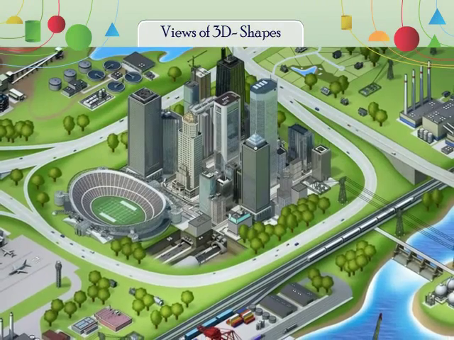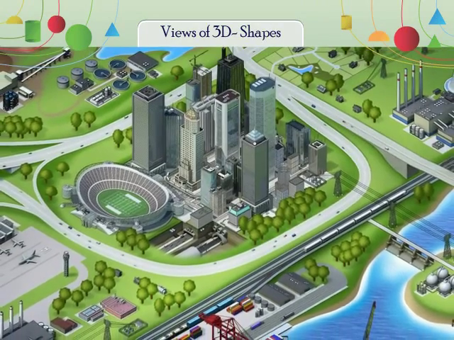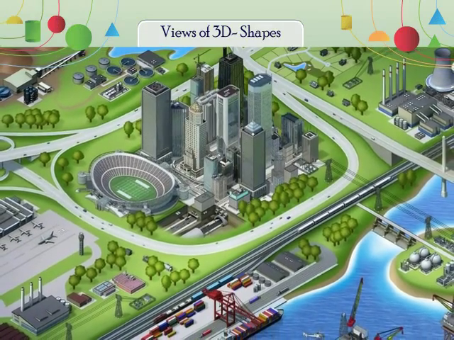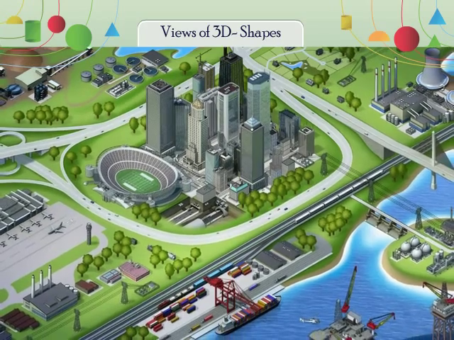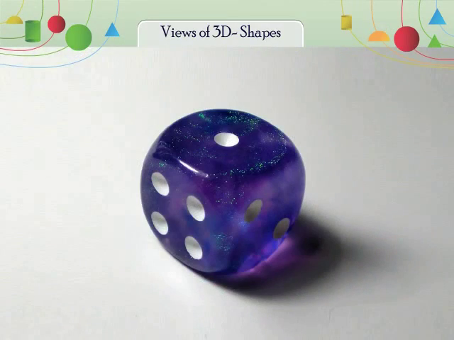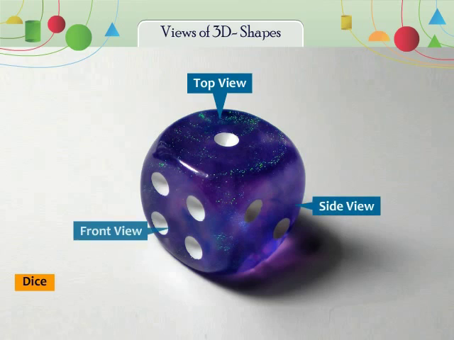Every object that we see has different views, and this view depends on the direction from which we are looking at the object. The different types of views are top view, side view, and front view. Now let us see the different views of a dice. Top view of a dice, side view of a dice, front view of a dice.